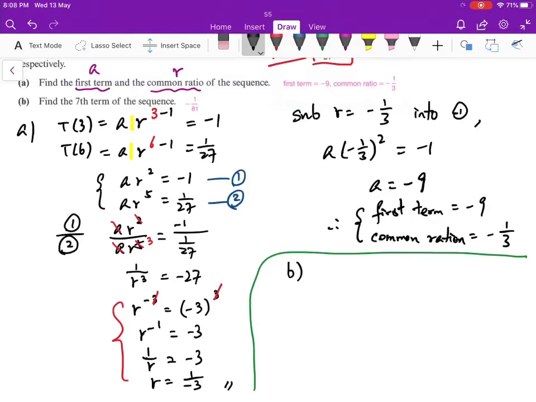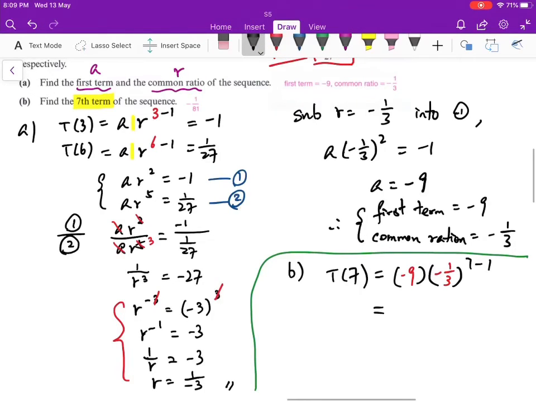Okay, so B part, they are asking you to find the T7. Then that one will be super easy. T7, just using the formula: a times r to the power 7 minus 1. So what is your a? We just found it, -9. What is r? -1/3. Then using the calculator, we don't need to simplify by ourselves, because all of them are just numbers. The calculator can help us. That's it.